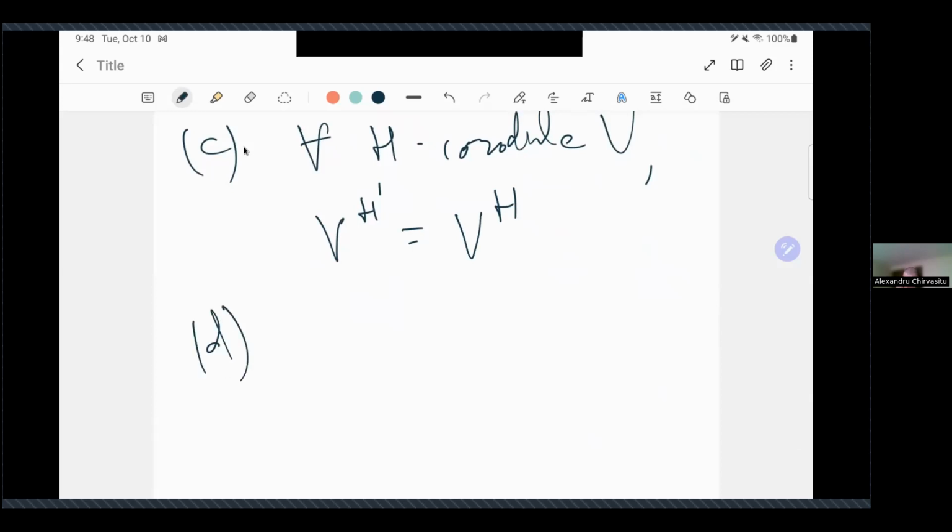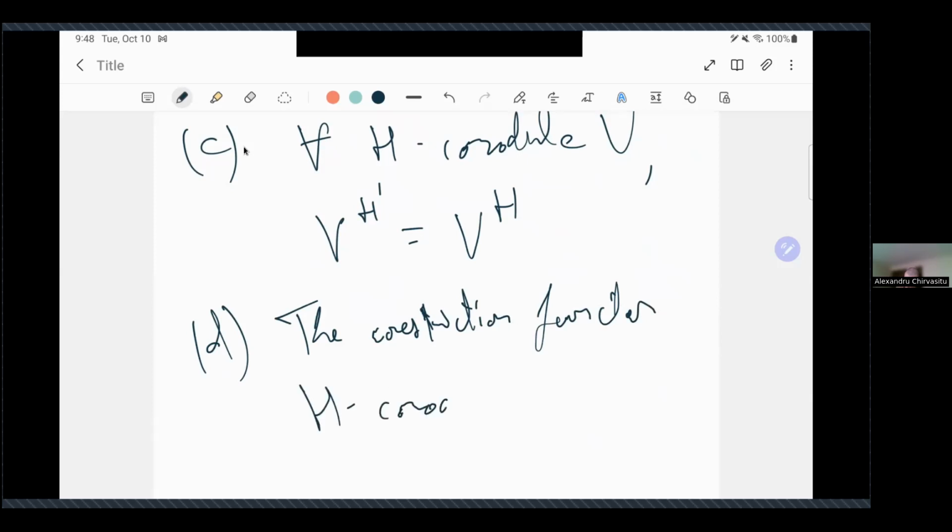And finally, D says that the restriction, I guess you can call it restriction again. Sometimes people call it co-restriction because you dualized your picture a little bit. The co-restriction functor from H comodules to H prime comodules is full.